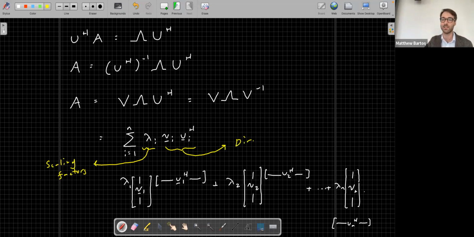So you're taking a series of directions, arranging them, scaling them all, and adding them together. Usually when we compute the eigen decomposition, we also order these eigenvalues in the order of their relative importance. So the larger the scaling factor, the more important that direction is in representing the dynamics of your system.